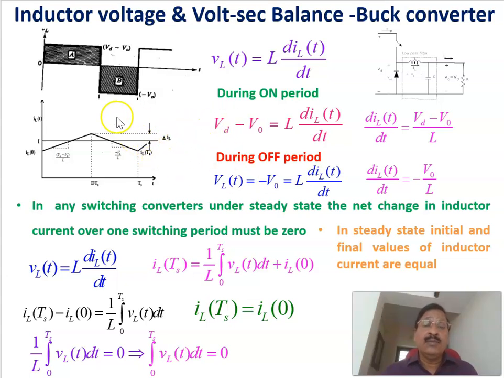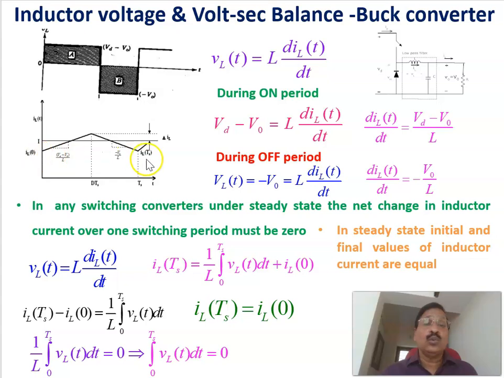Therefore, this is for continuous conduction mode, in which this is the positive slope, Vd minus V0 divided by L, and this is the negative decay, minus V0 by L. In any switching converter, under steady state, the net change in the inductor current over one switching period must be 0, meaning that over one switching period, the initial current IL at 0 is the same as IL at Ts.